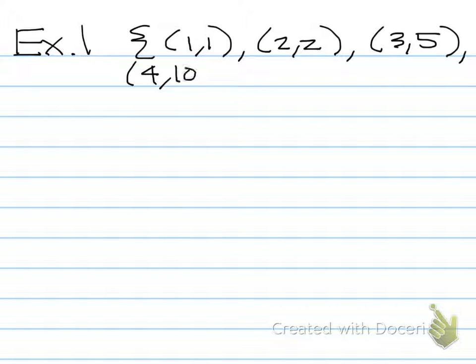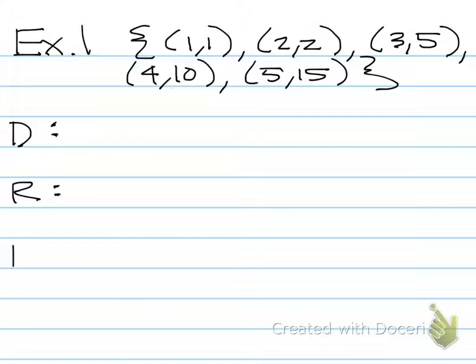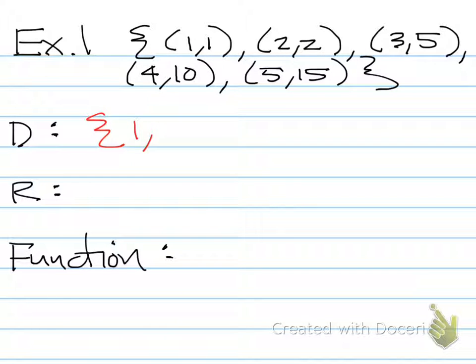In this relation, the domain is going to be all the x coordinates, and you should always list the domain in order from least to greatest. So the smallest element of the domain will be 1, and we're going to use set brackets. Then 2, 3, and 4, and 5. Those are all the elements of the domain, or the x coordinates of all the points in that relation.